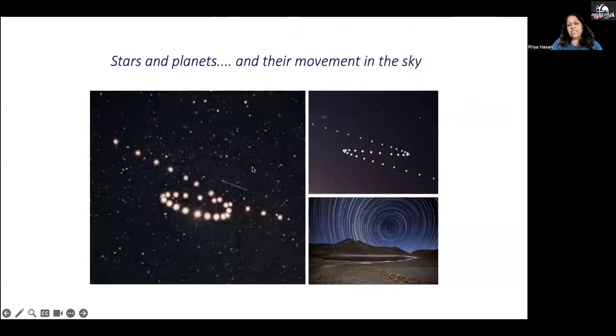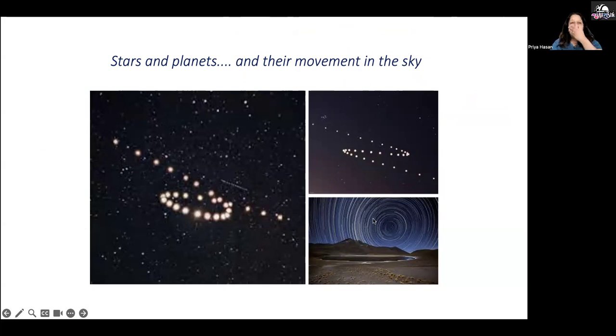The other thing they noticed is that stars move like this in the sky. They rise in the east and set in the west. But then you have certain objects which seem to loop around. They loop around like this. They do not move like the stars. And therefore these objects were called wanderers or planets because they did not move like the stars.